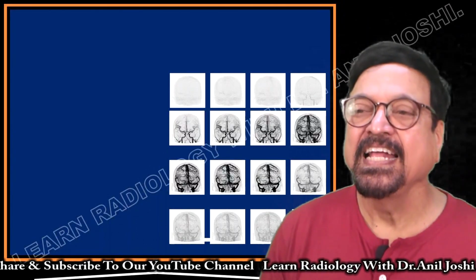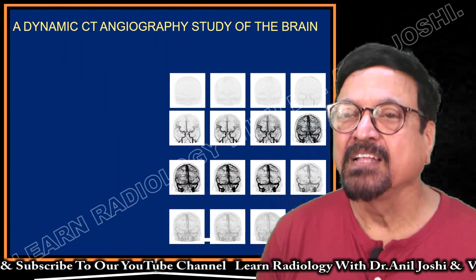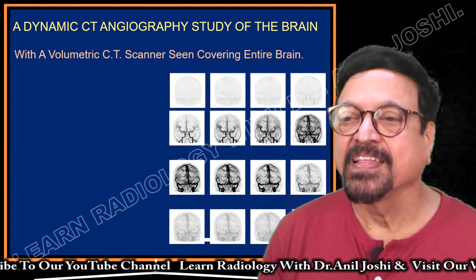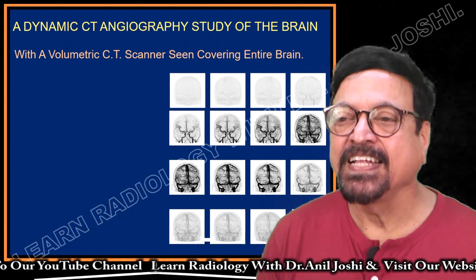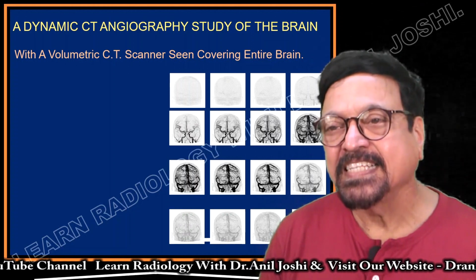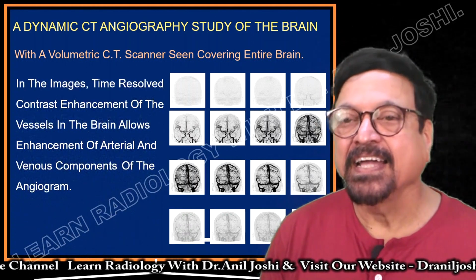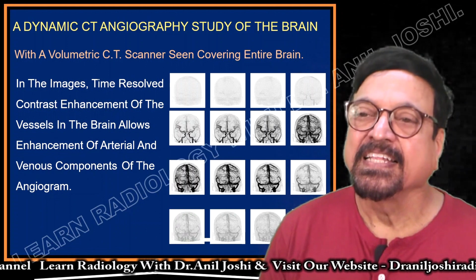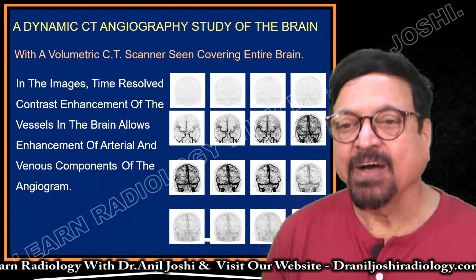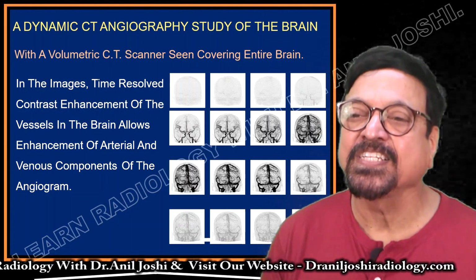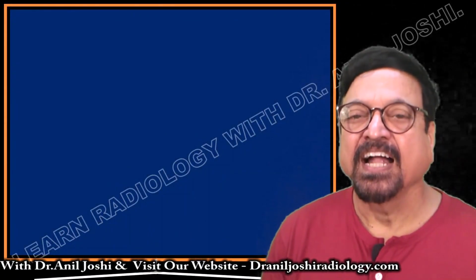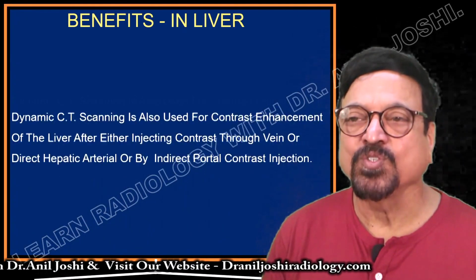Here you can see how well it is achieved because of this dynamic technique. Just have a closer look and feel the difference between a normal study and this study. Now with a volumetric CT scanner, scanning covers the entire brain, and the time-resolved contrast enhancement of the vessels in the brain allows enhancement of the arterial and venous components of the angiography. So in the same set you can get the arterial phase, capillary phase and also the venous phase.